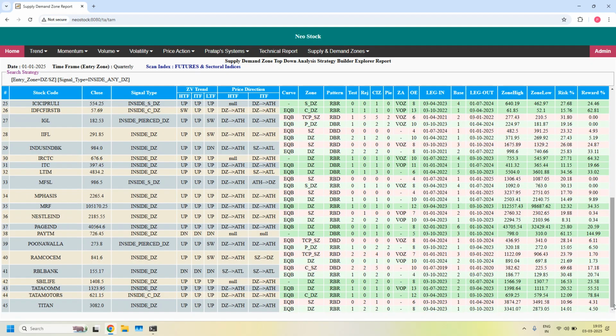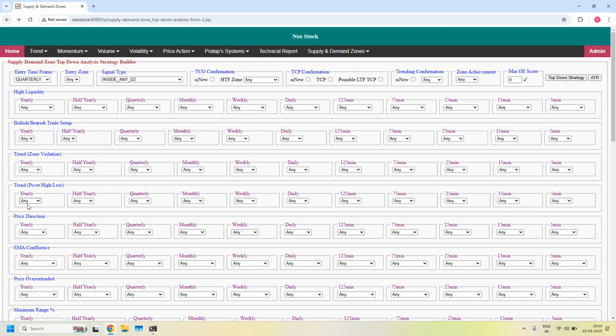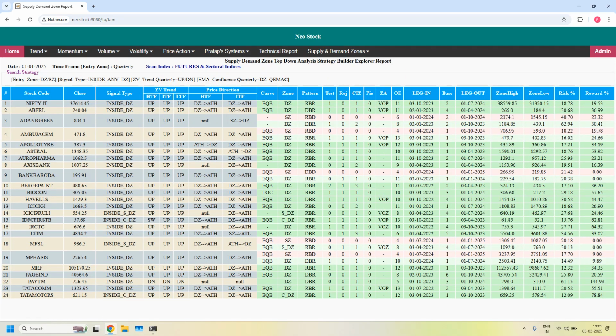We can further filter this list based on EMA confluence. So let's set that filter. Quarterly demand zone having quarterly EMA confluence, and trend on the quarterly should not be sideways, because EMA confluence does not give any advantage with sideways. That's why we are using up or down with these filters. Now the list has come down to 24 stocks.